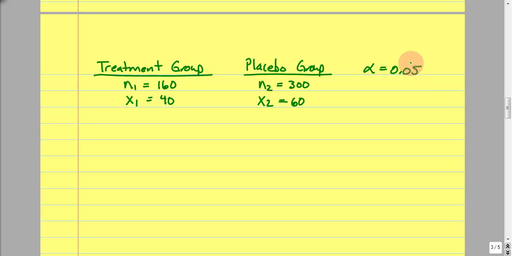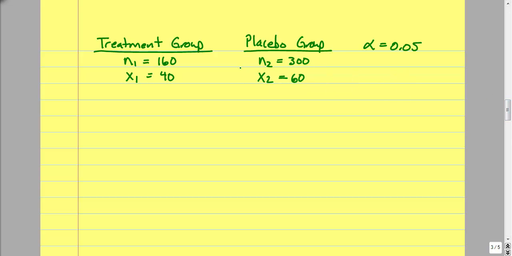Now what we want to test is whether or not the proportions are the same. So basically what this is saying is the number of people who were successfully treated in the treatment group were 40 out of 160, and the number who were successfully treated in the placebo group were 60 out of 300. Now what we want to do is test the hypothesis that H0, the proportion for group 1 minus the proportion for group 2 is equal to 0, versus the alternative that they're not equal, meaning one is larger than the other. We're not saying which one is larger and which one is smaller. We're just saying one is larger than the other or different from the other.